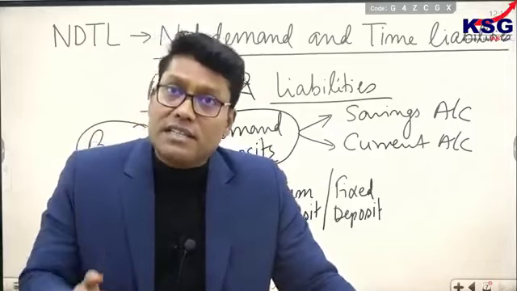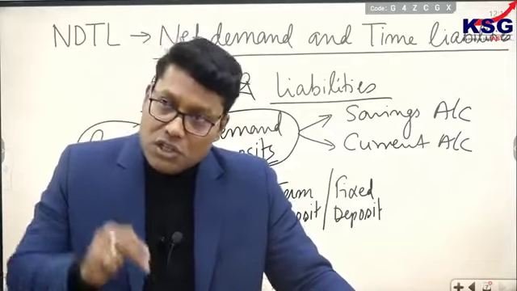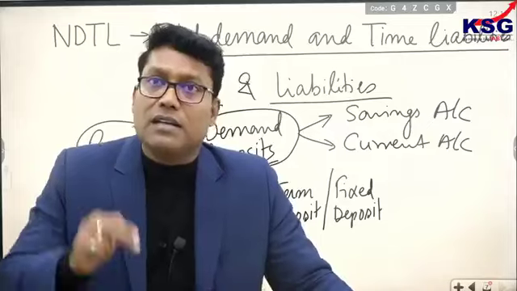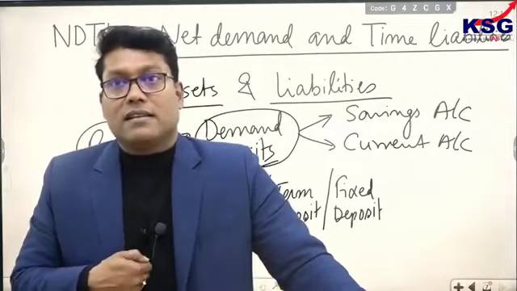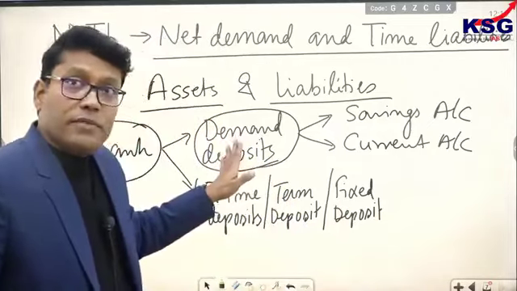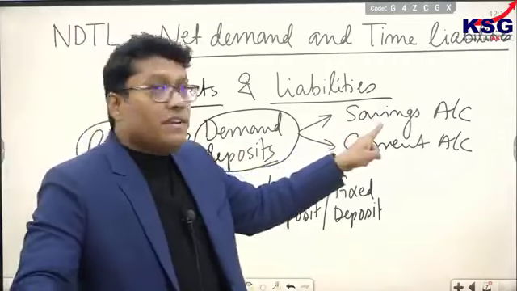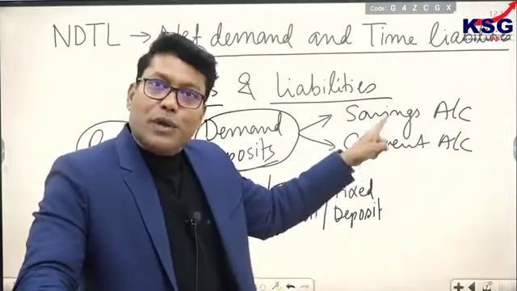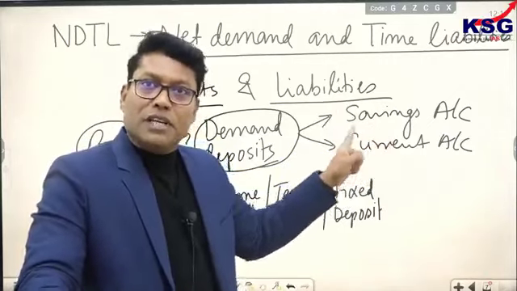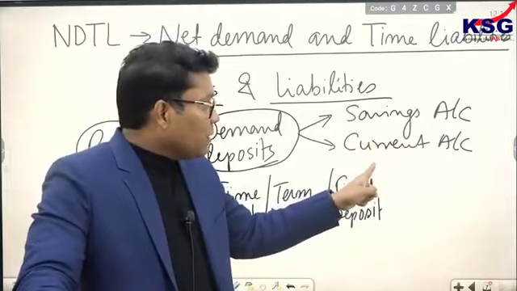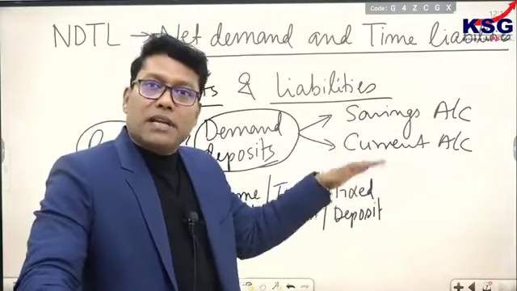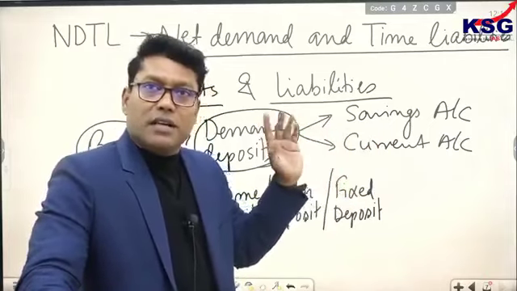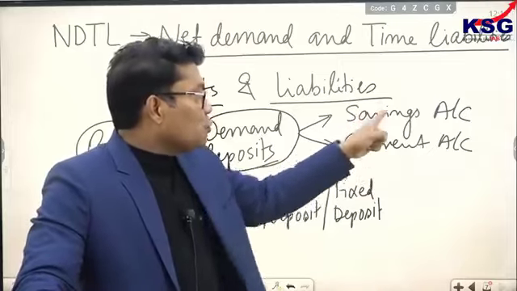You are depositing this money with banks with the condition that when I demand, you have to pay it back. That is known as demand deposits. Clear? So the amount you kept in the savings account, when you want your money back, the bank will give it back. You deposited your money in the current account, and when you want that money, the bank has to give it. Now the question is, what are these two?